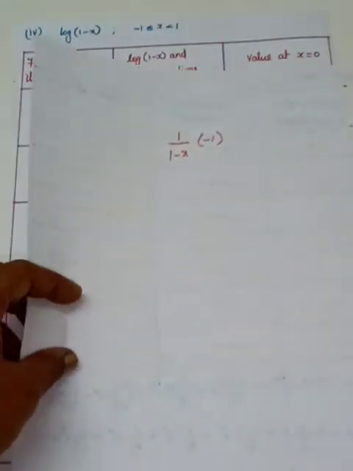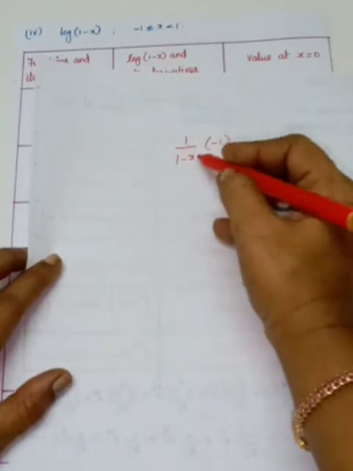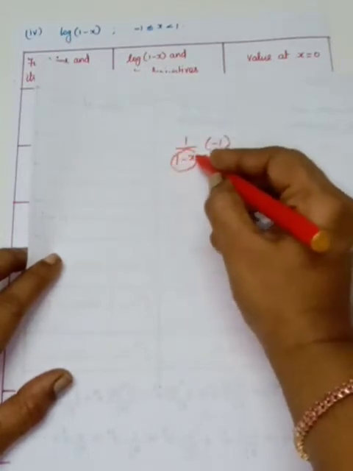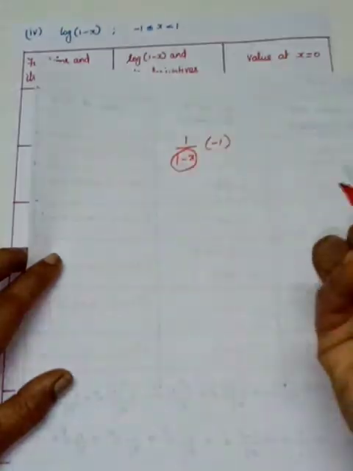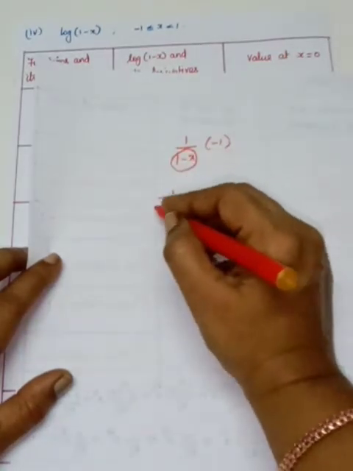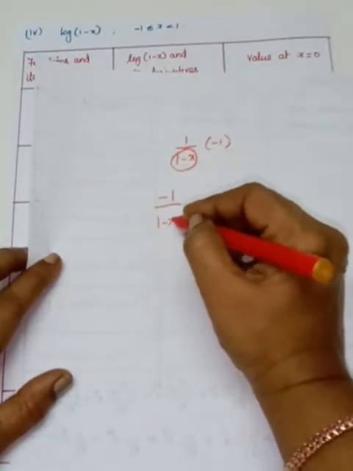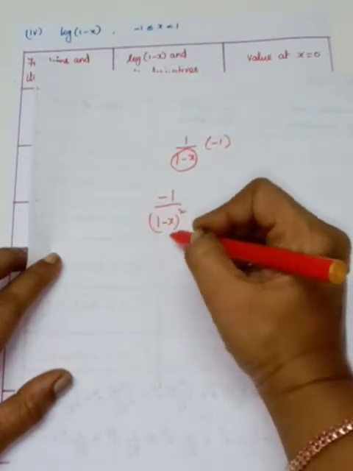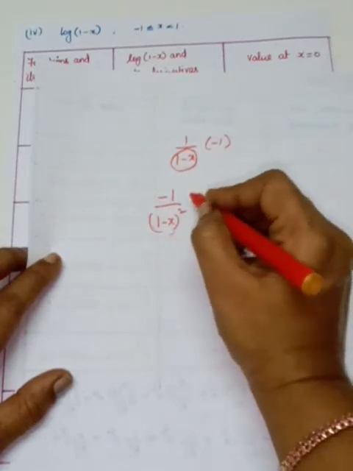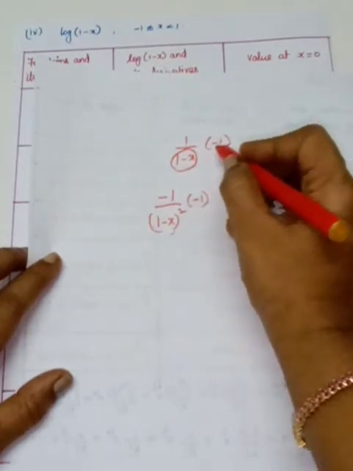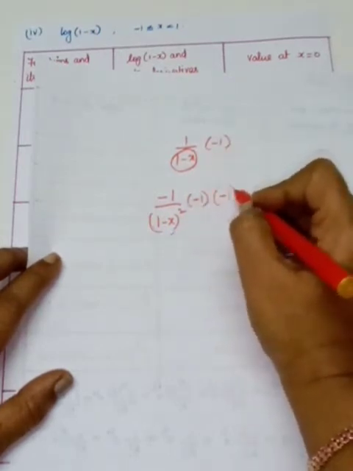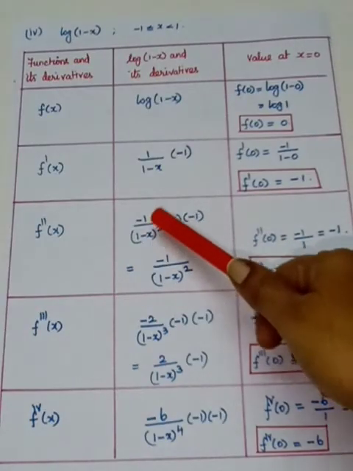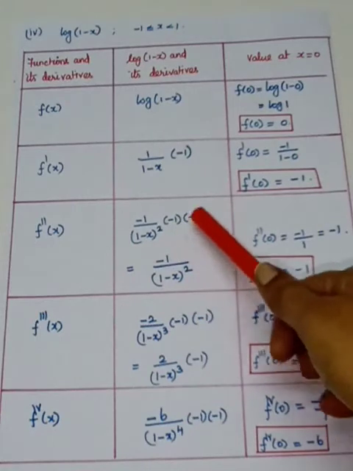You are going to differentiate this. First, you keep this as x, so it is in the form of 1 by x. The differentiation of 1 by x is minus 1 by x squared, so 1 minus x the whole square. Next, according to the chain rule, 1 minus x has to be differentiated, so it is minus 1. Already here you are having minus 1. So you will get minus 1 by 1 minus x squared into minus 1 into minus 1.